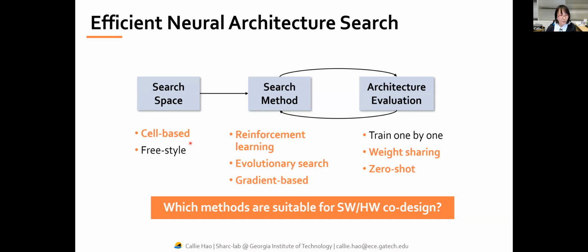Well, I think we like cell-based. I will explain that later. Why do we like cell-based? It makes the design space simpler. And for the search method, as long as the evaluation can be efficient, I don't care. We can use any search method we like. But the evaluation here must be really efficient, so we like weight sharing, zero-shot, or something else like estimation. So this is efficiency: we like these choices for efficient algorithm design.